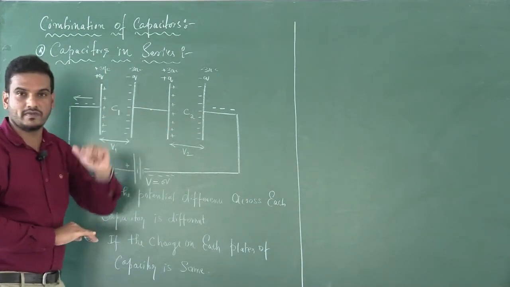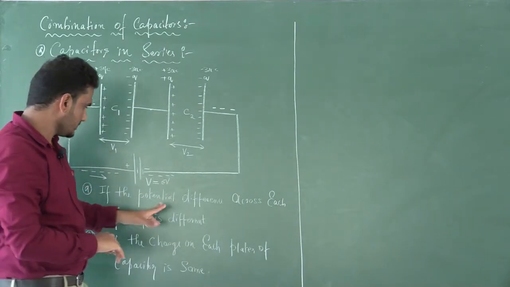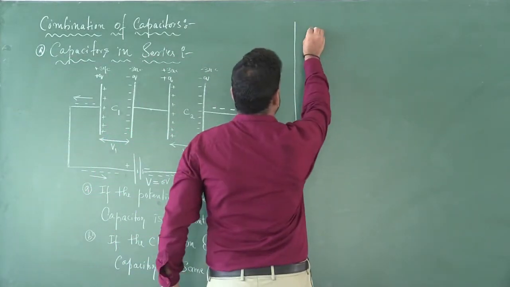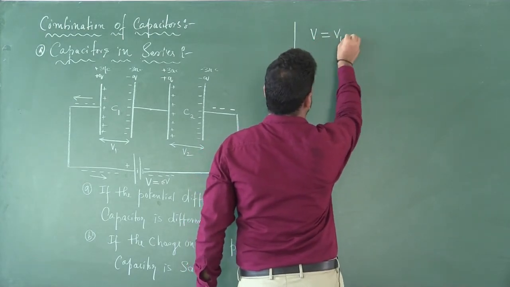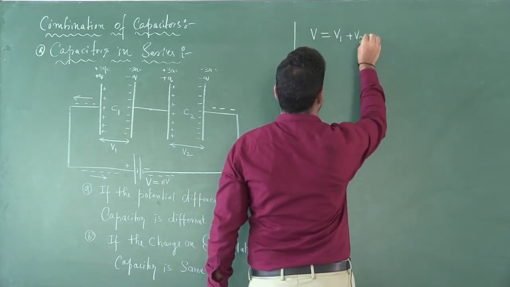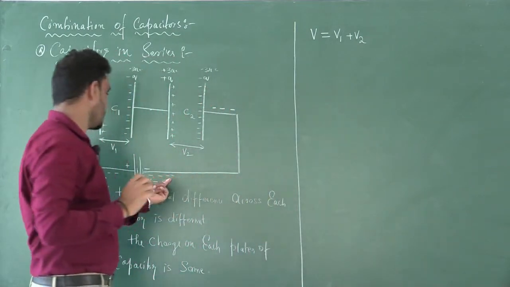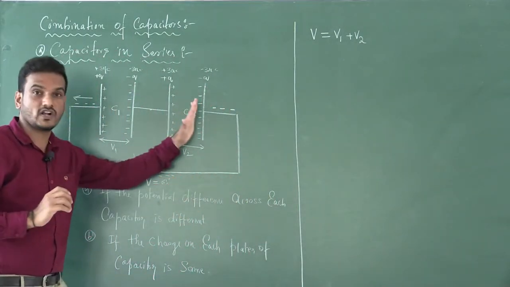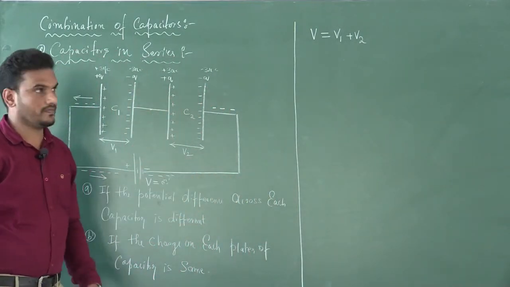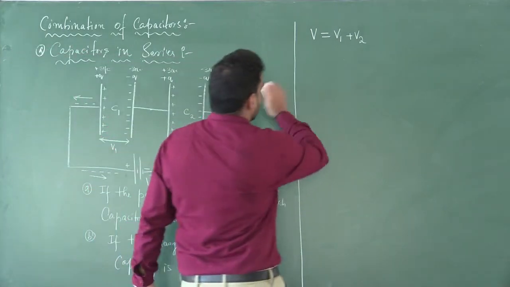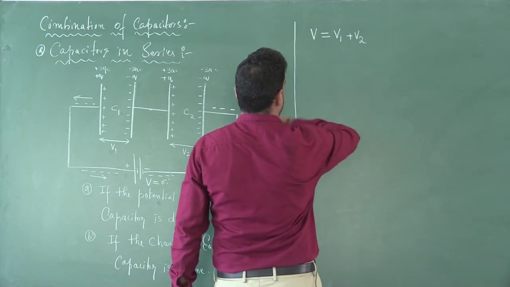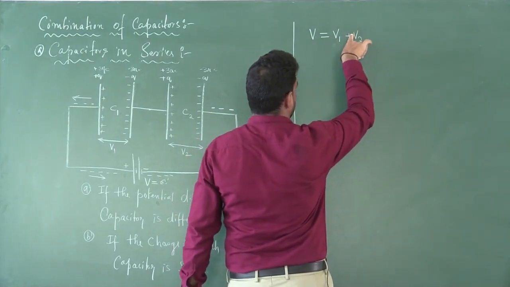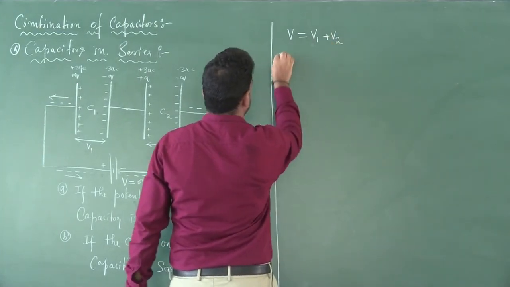in series combination. So what is the total potential across the combination? Then we shall calculate V is equal to V1 plus V2. So this is the total potential across the combination. But we know the potential across capacitor 1 is V1, and the potential across capacitor 2 is V2.